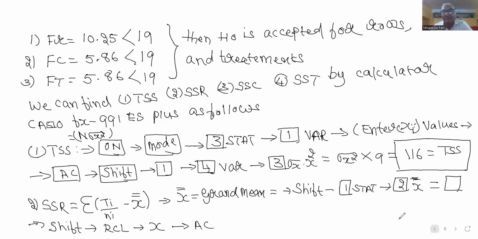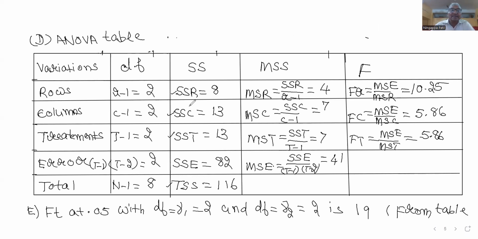See here, my dear students. See here, I entered here. SSR 8, SSC 13, SST 13, SSE 82, TSS 116. Now look here, MSR equal to SSR divided by R minus 1. Means SSR divided by R minus 1. 8 upon 2 it is. 8 upon 2 it is 4. Look here, 4 it is.